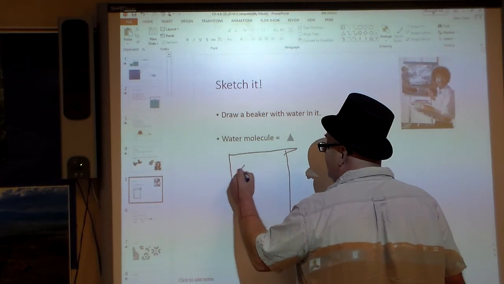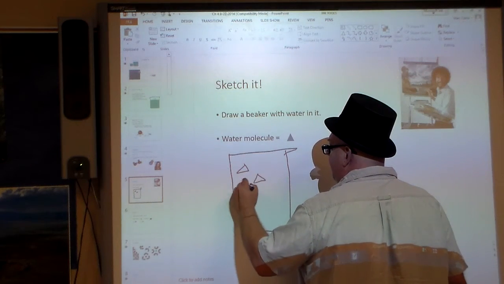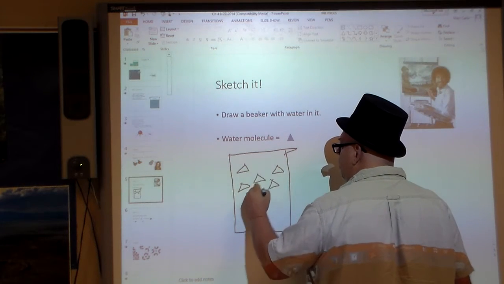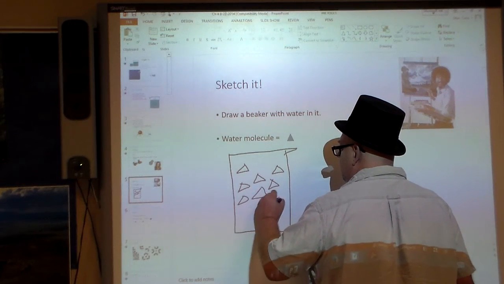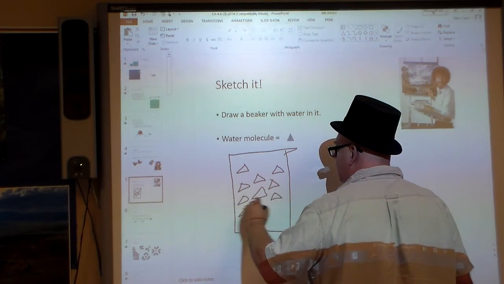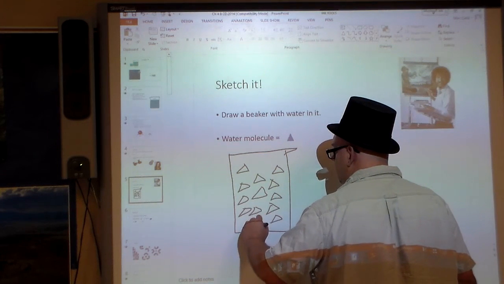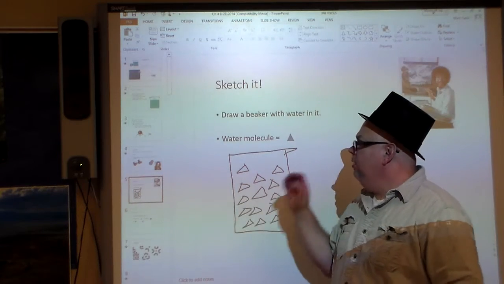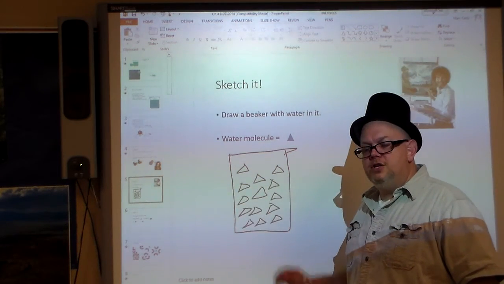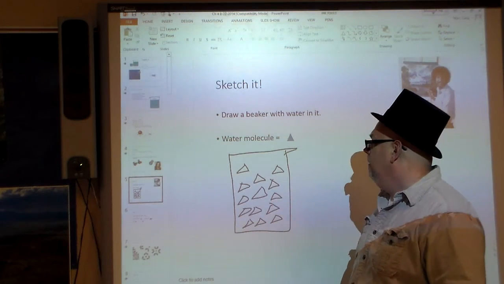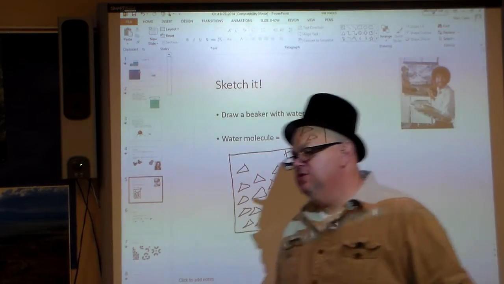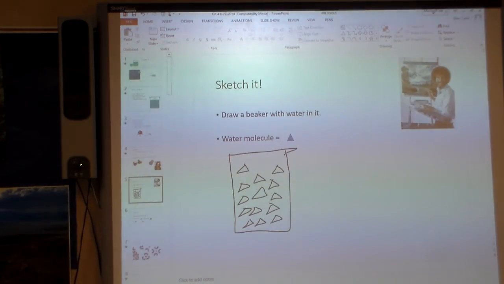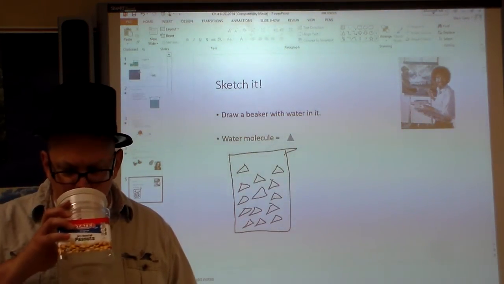So the idea, guys, is that we would be able to literally do that. That's what a beaker with a bunch of water in it is going to look like. Okay. Hey, speaking of beakers of water, I need a drink break.